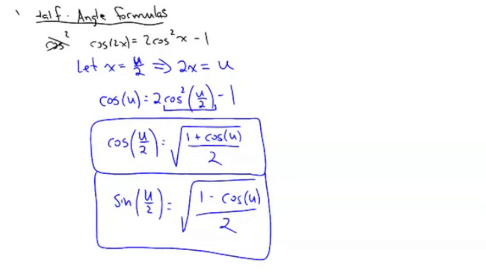If you take an angle between 0 and 360 and cut it in half, you're at an angle between 0 and 180. Sine's positive for all of those angles. So this one is always going to be positive. This one you might have to determine whether it's positive or negative. But usually you don't have to worry about it.